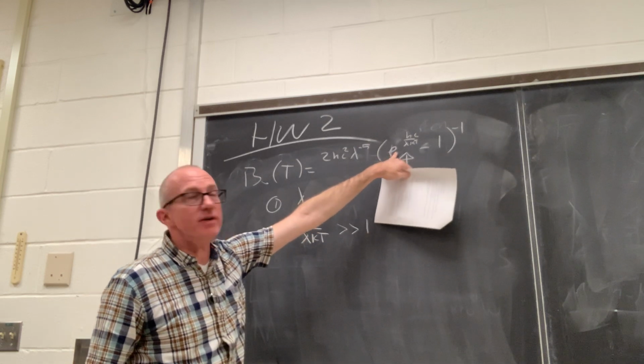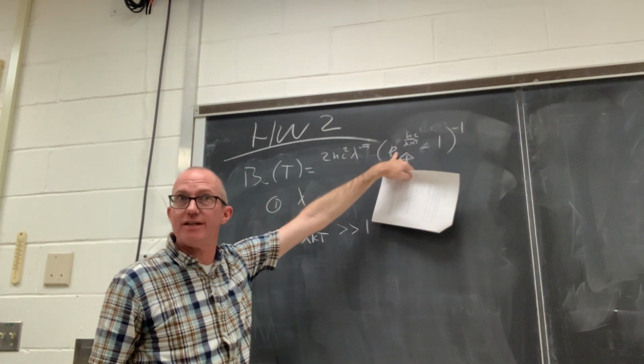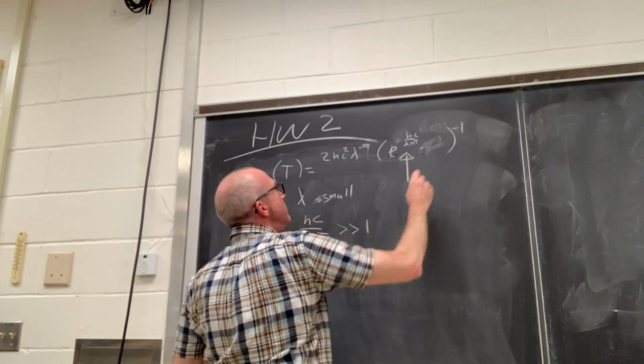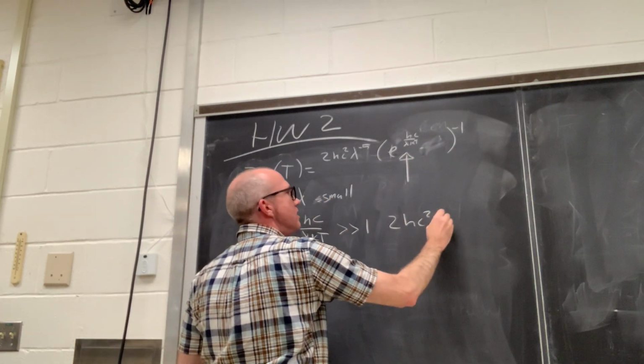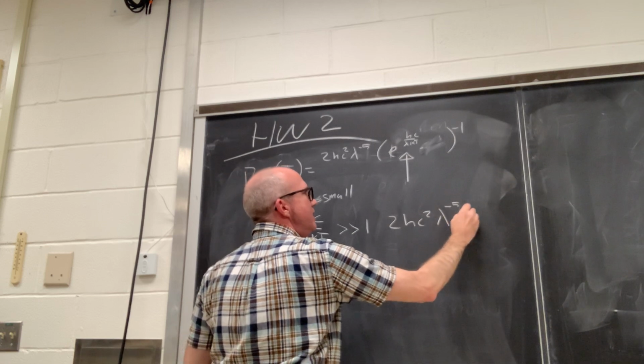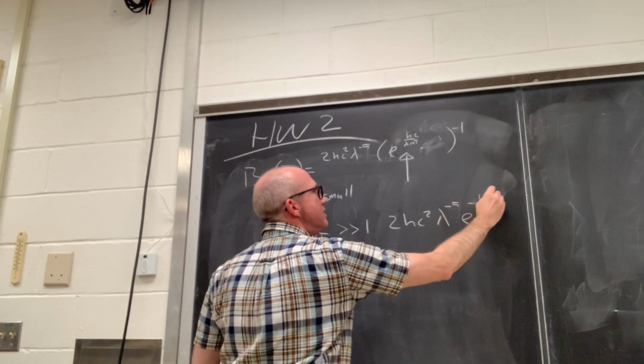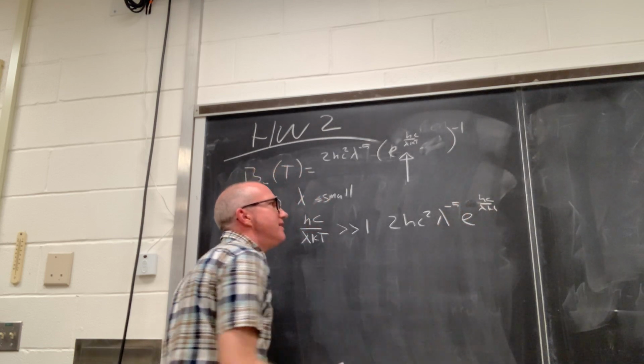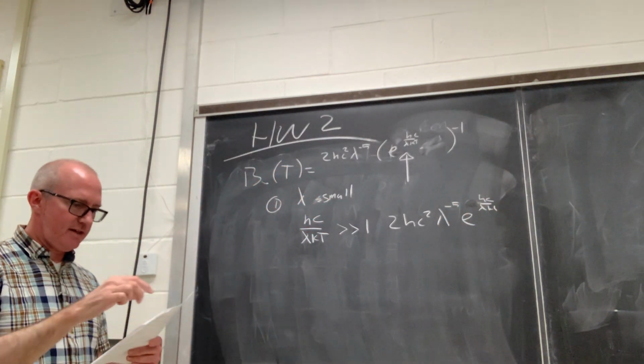So this becomes very large, right? When this is larger than 1, we can just get rid of this 1, and we're left with 2hc squared lambda to the minus 5, e to the minus hc over lambda kt. Not plus, minus. That throws me off sometimes.